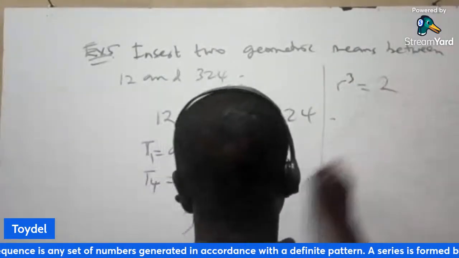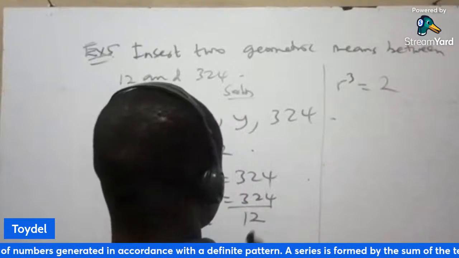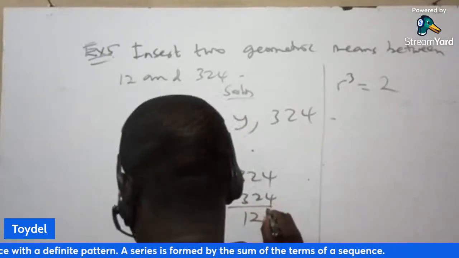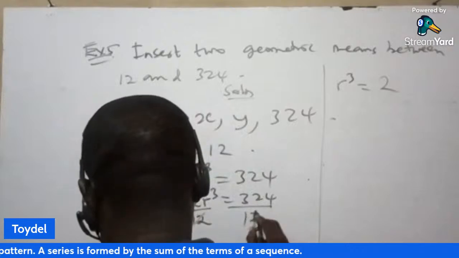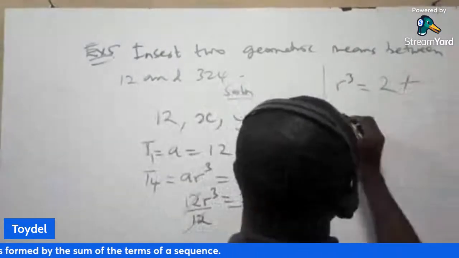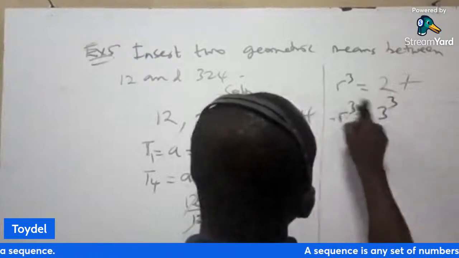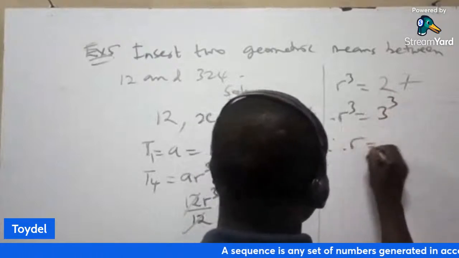Here is 324. 12 in 324, that's 27. Then R cube is equal to 3 raised to power 3. The powers are equal, so we equate the base. Therefore, R is equal to 3.